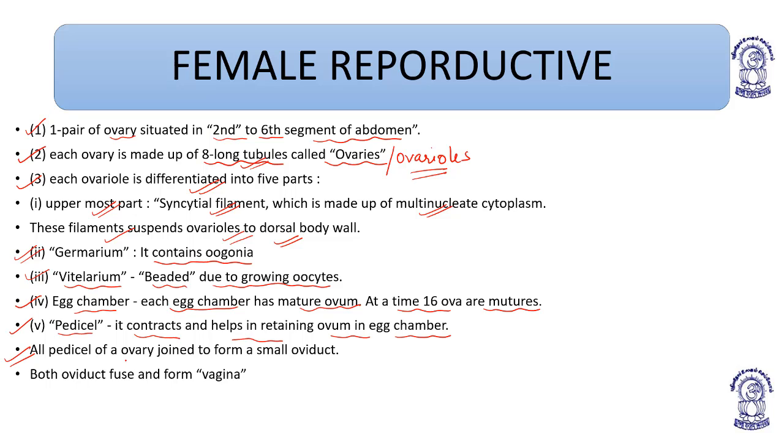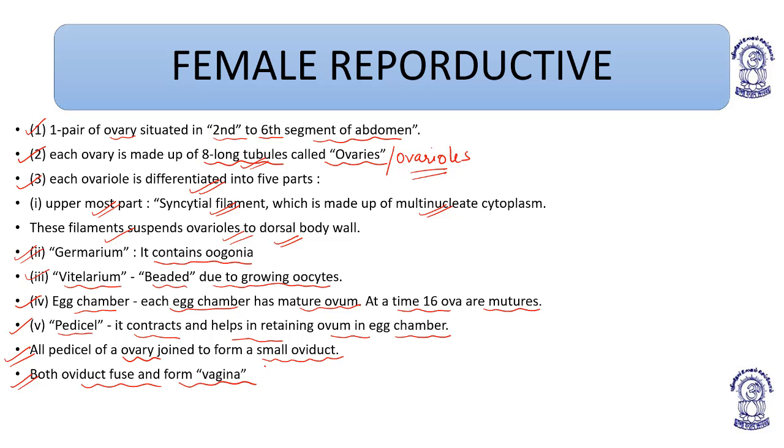All pedicels of the ovary join to form a small oviduct. Both oviducts fuse and form the vagina.